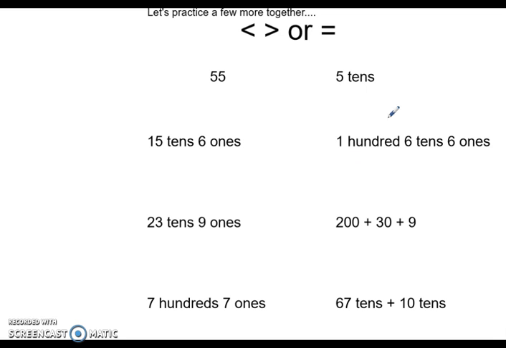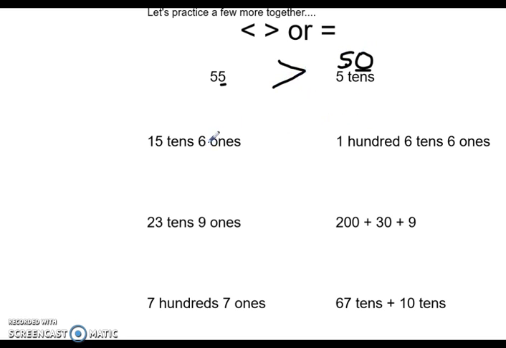Let's do a few more examples together without the chart. So here I'm comparing the number 55 to the number 5 tens. It's always helpful to write the number in standard form before you compare. So 55 is already in standard form, but 5 tens is not. 5 tens is actually 50. So now when I compare 55 to 50, the tens place is the same, but here I have a 5 in my ones, and this has a 0. So 55 is greater than 50.